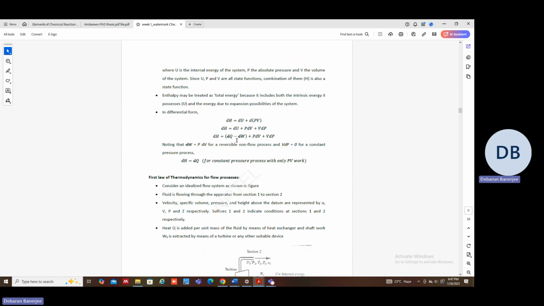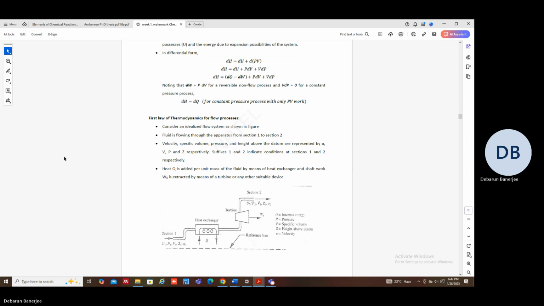So dH equals dU plus d(PV), which means PdV plus VdP. dU is dQ minus dW. So dW equals PdV for a reversible non-flow process, and VdP equals 0 for constant pressure. So dH equals dQ for a constant pressure process with only PV work.